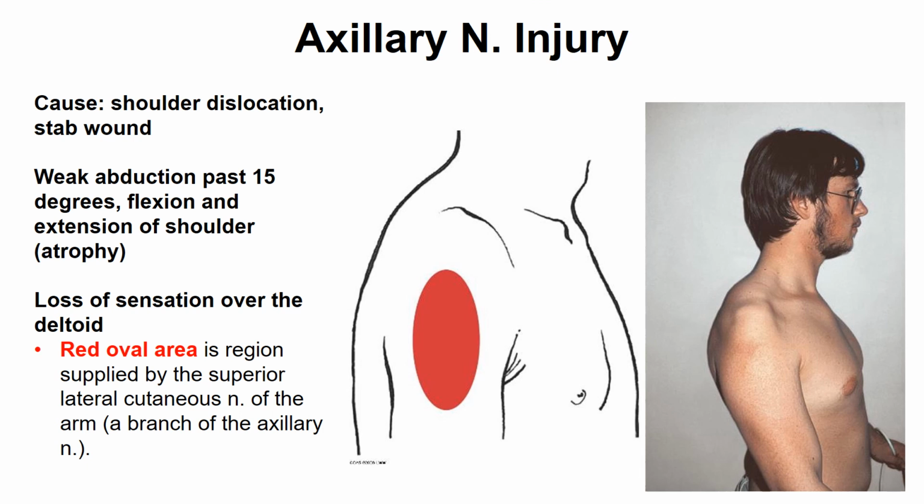Typically, when a nerve is injured for a long time, you can actually get something called atrophy. So if you look at the picture of the gentleman on the right, you've lost that nice cap type of look, and you can actually see the head of the humerus quite clearly. So long injury of the axillary nerve can lead to atrophy. So weakness, particularly in abduction, loss of sensation, and eventual atrophy can be caused by shoulder dislocation, stab wounds, or something that damages the axillary nerve.